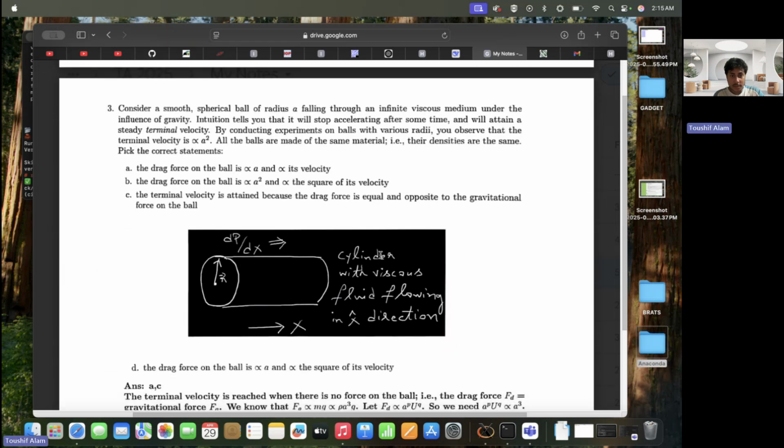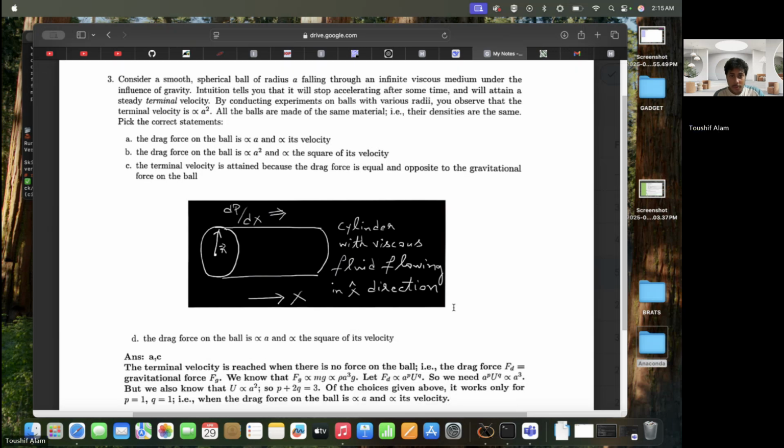As you can see in the diagram, a cylinder with viscous fluid flowing in the positive direction. So the terminal velocity is reached when there is no net force. Obviously, the drag force Fd is equal to the gravitational force Fg. Okay, so the gravitational force is mg, and that is proportional to rho a cube g.